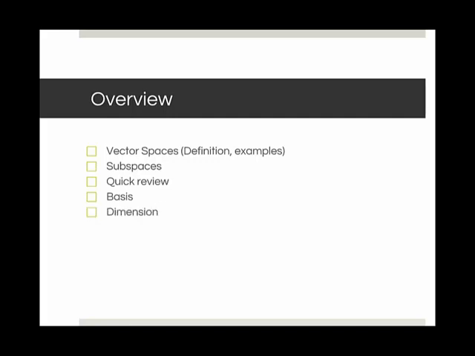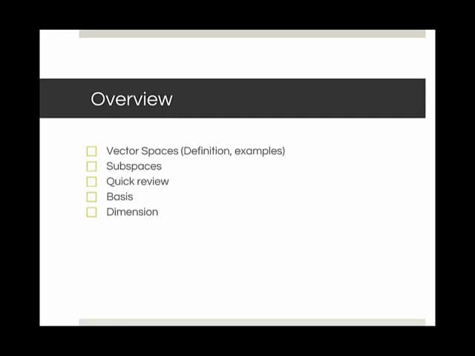But before we begin, let's go over an overview of what I'll be covering in this video. First off, we'll be taking a look at vector spaces, the definition, its axioms, and some examples. We'll take a quick look at subspaces. We'll do a quick review of some things from linear algebra, such as linear combinations, spanning, and linear independence. We'll then put those together when we look at what a basis is, and finally we will go over what the dimension of a basis is.